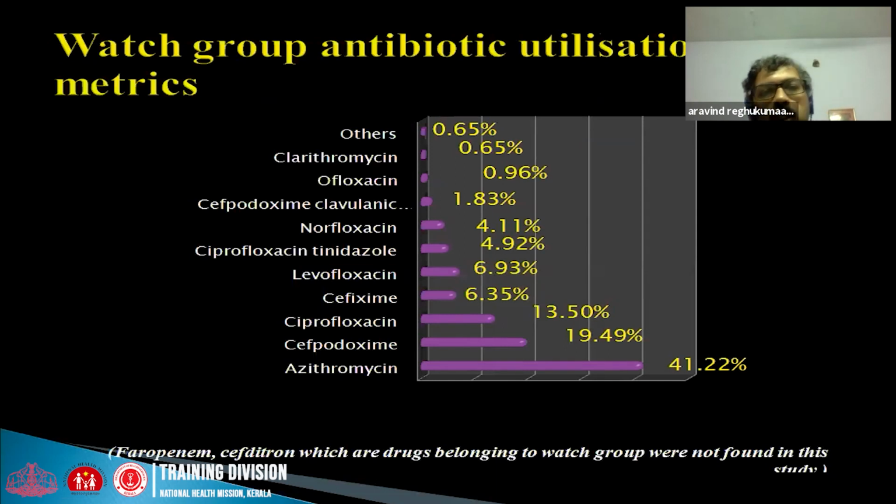Now, looking at the watch group antibiotic utilization, the commonest antibiotics from the watch group which are prescribed in the OPD are azithromycin, cefpodoxime, ciprofloxacin, cefixime. I think you have understood that all these antibiotics do have replacements or substitutes from the access category for the infection syndrome that they are supposed to cover.